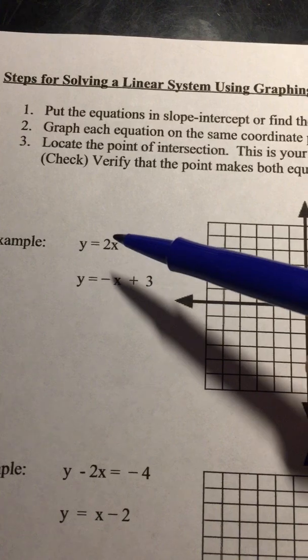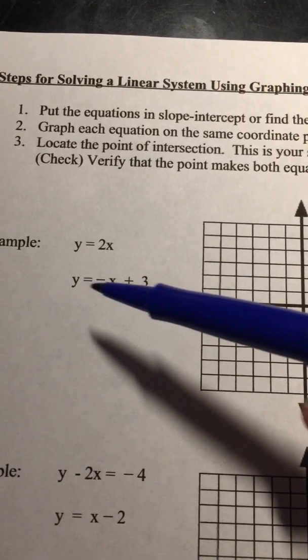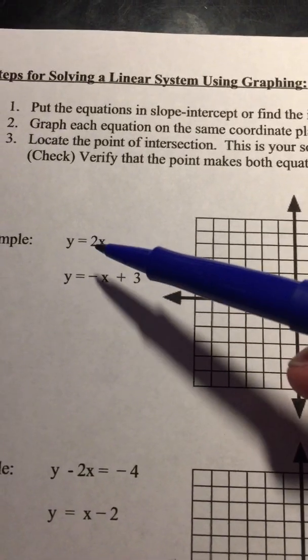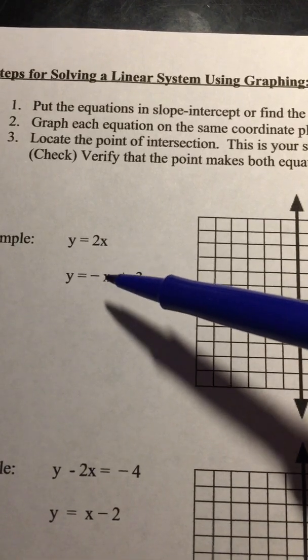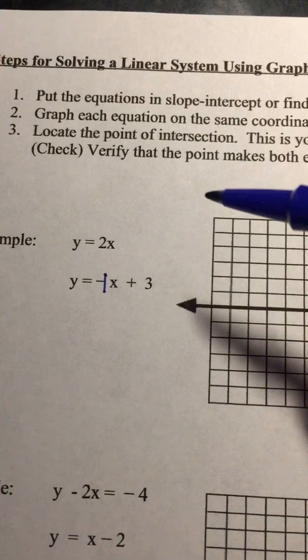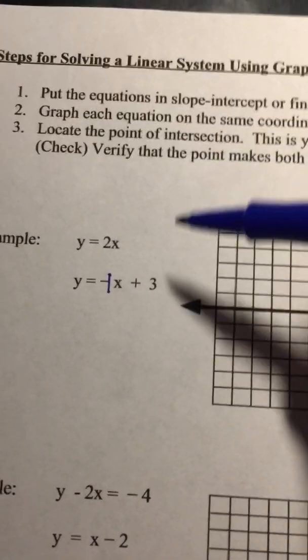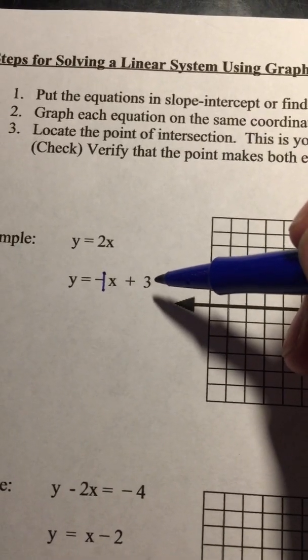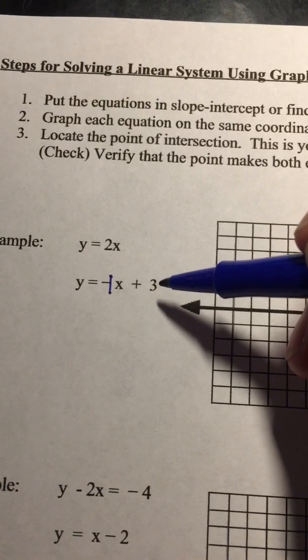So here's my first equation, y equals 2x. The second equation is y equals negative x plus 3. Now the slope is a positive 2 in the first equation. The slope is a negative 1 in this one, so you might want to draw yourself a little negative 1 there, just to remind you that that number is there. Now the y-intercept in the second equation is 3. It is crossing the y-axis at positive 3.